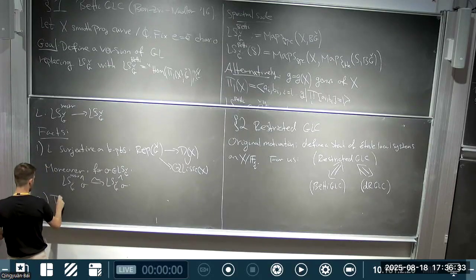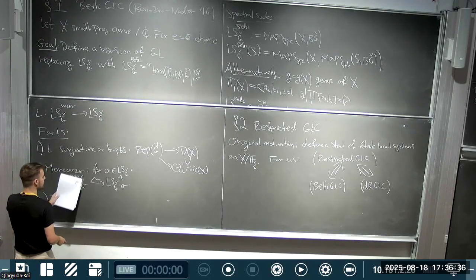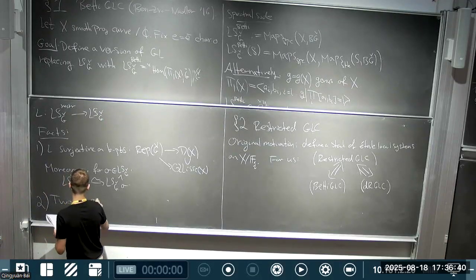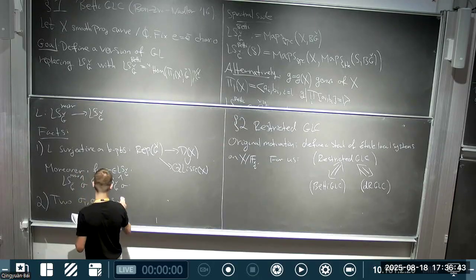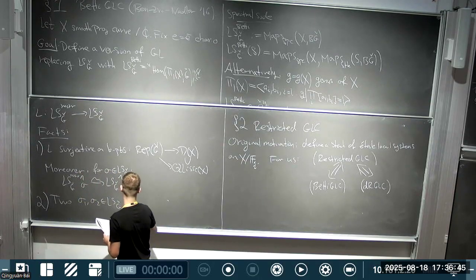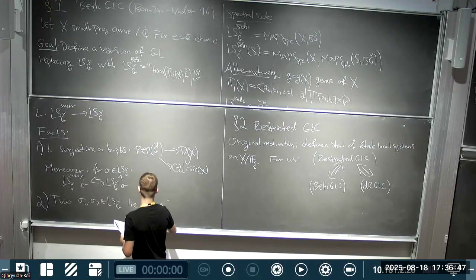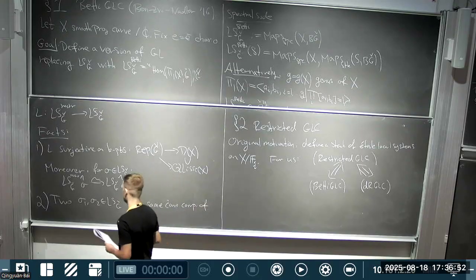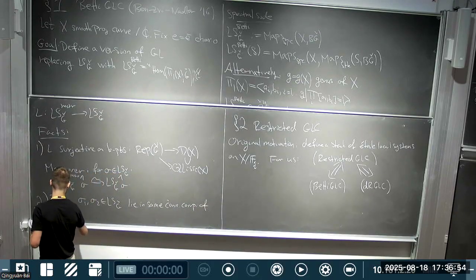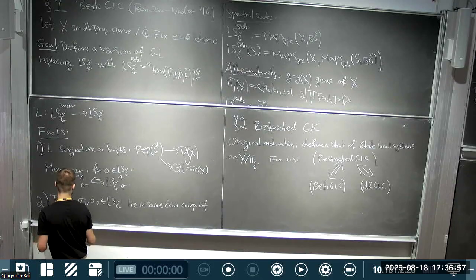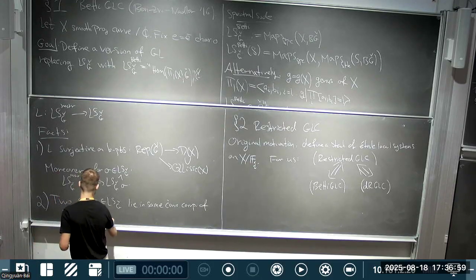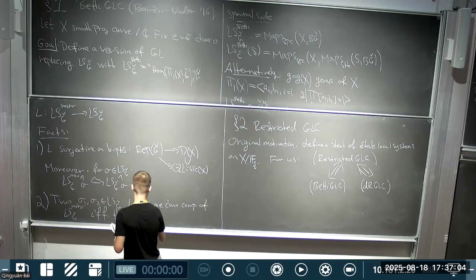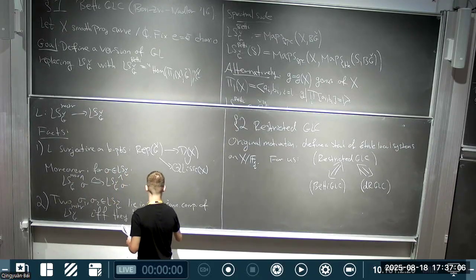Okay. And then the interesting thing is the connected components in some sense. So two local systems lie in the same connected component of Loc restricted if and only if we have isomorphic semi-simplifications.